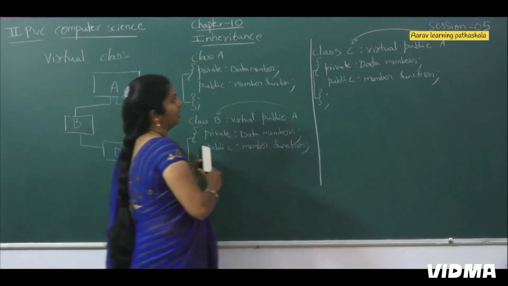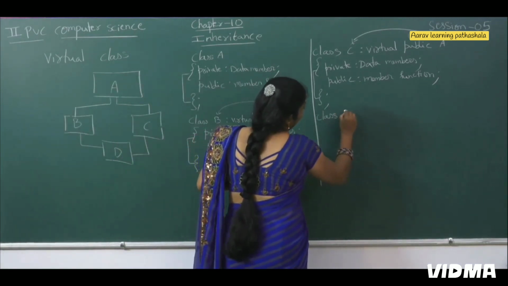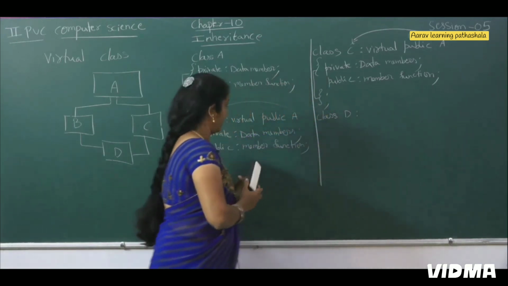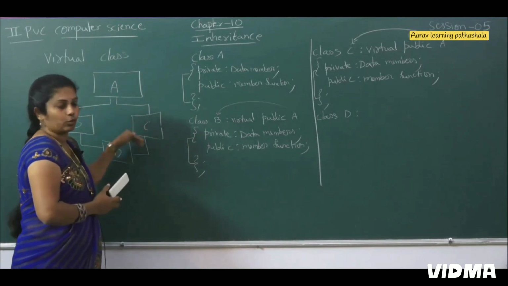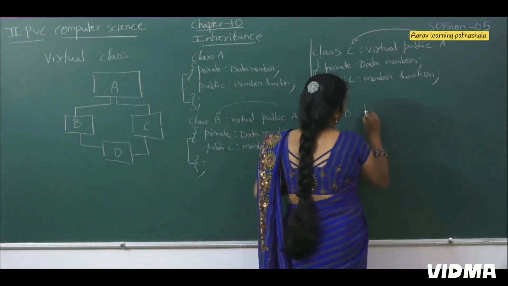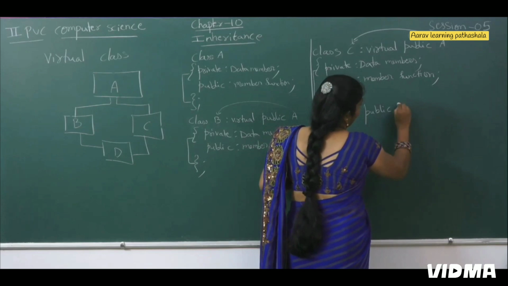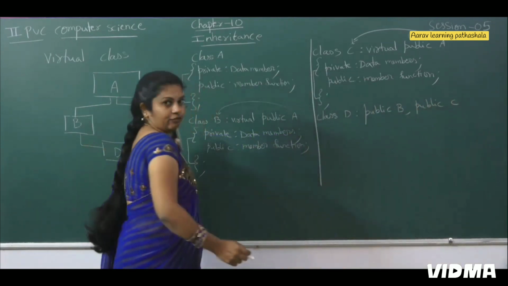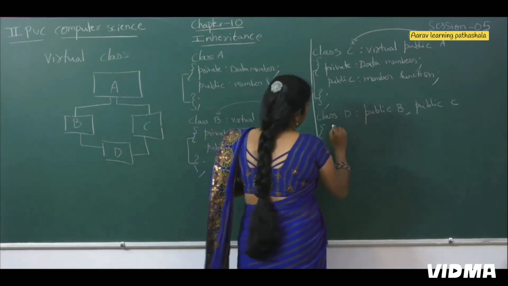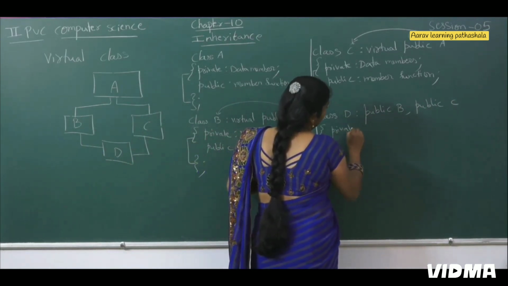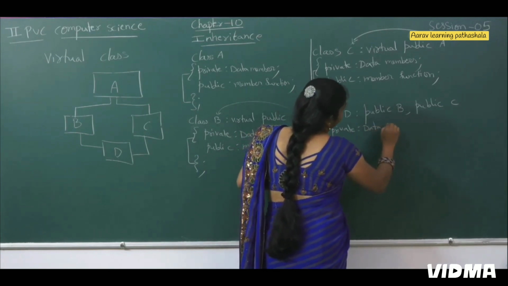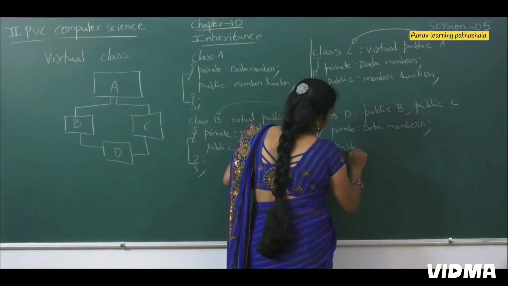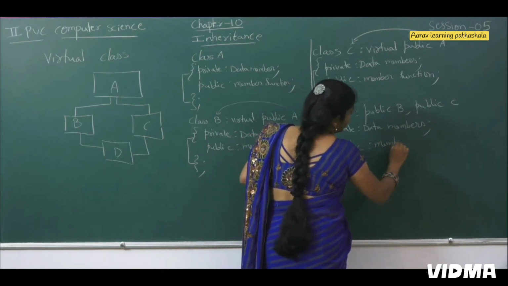Now I am creating the class D. Here you have to write class D we are creating, this is a derived class, then colon. Which are the classes I am creating from? One is B and one more is C. That's why public B, comma, public C. Here also write down in private section data members, in public section mention member functions.